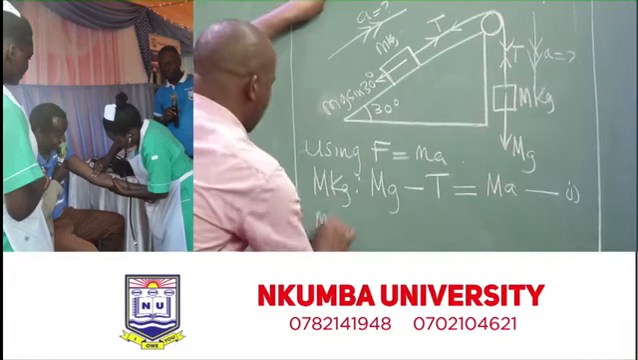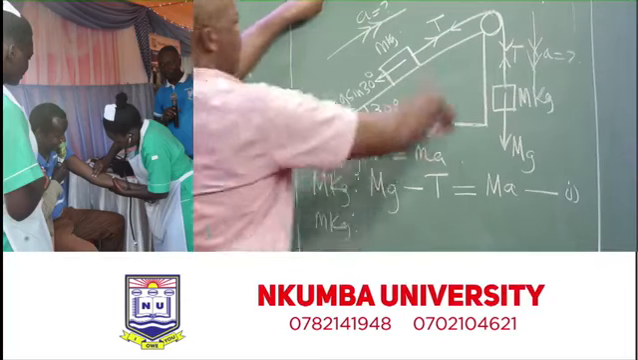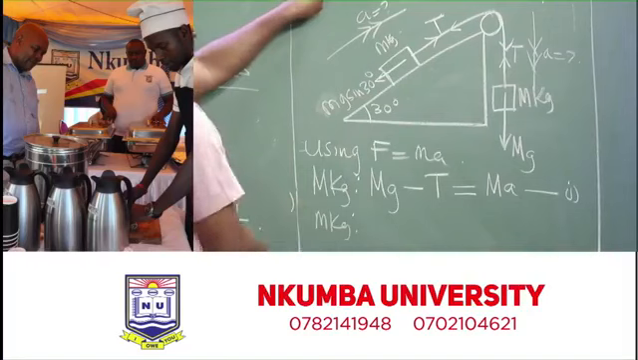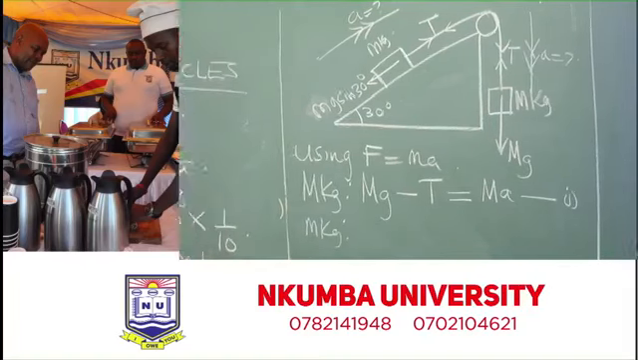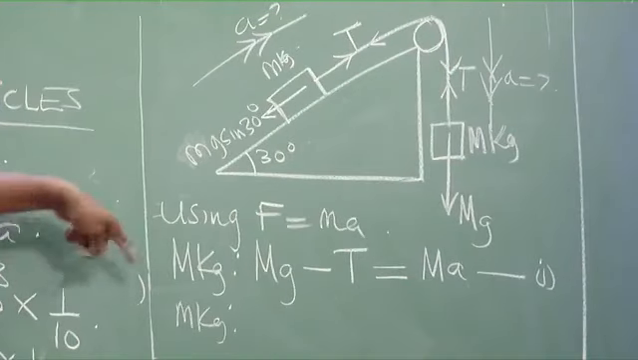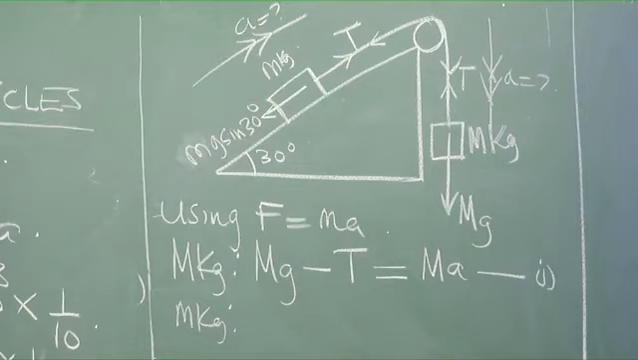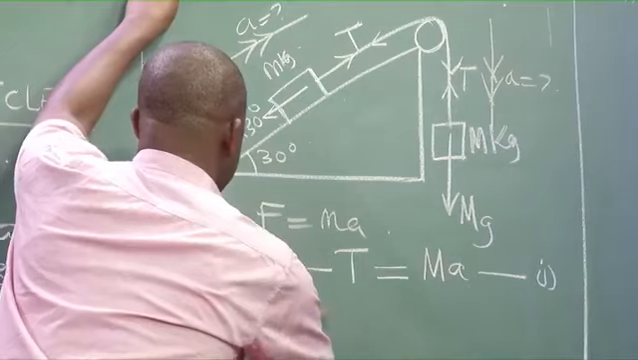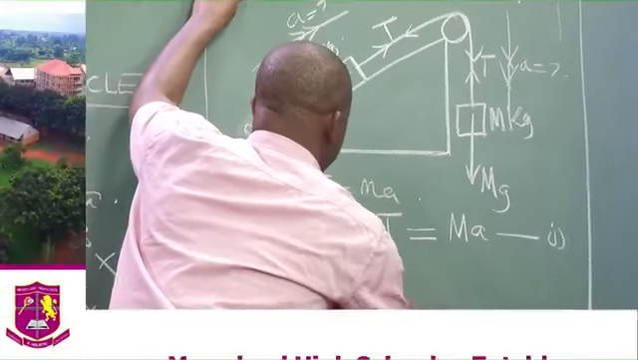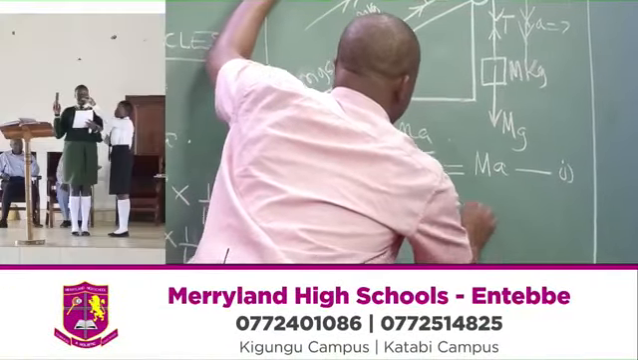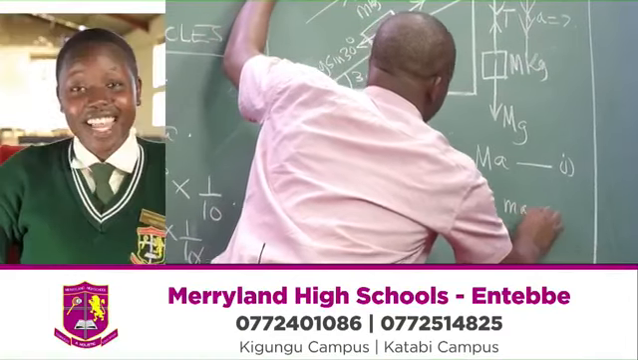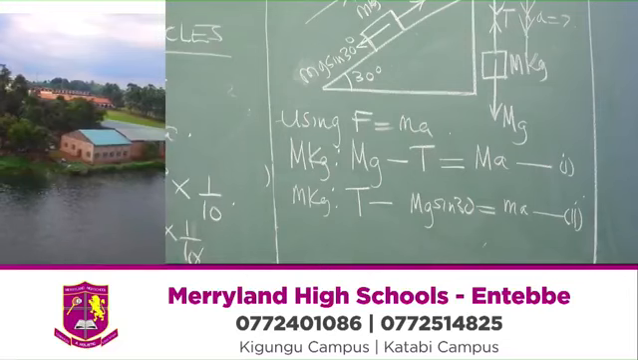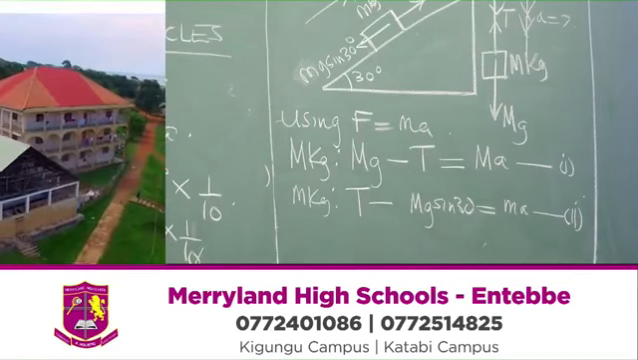If we consider the small mass, as this goes down, this goes up, that means the tension here is greater than this downward component. And the assumption here is that the incline is smooth. So we don't have any resistance or any friction there. That means that T minus mg sine 30 should be equal to small m times A, and that will be equation 2. So the concept is almost the same, my dear students.